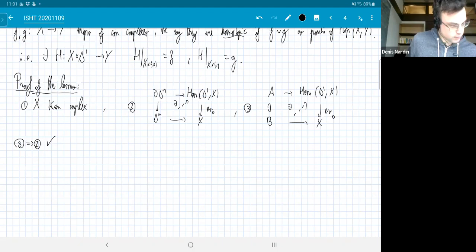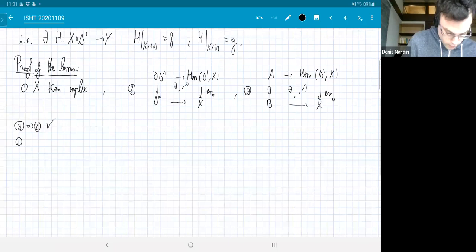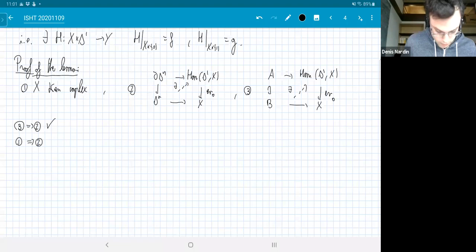So let me show, let's see, what should we start with? Let's do one implies two. One implies two. Okay, we want to show it's a Kahn complex. So we have a map like this, and we want to extend it.